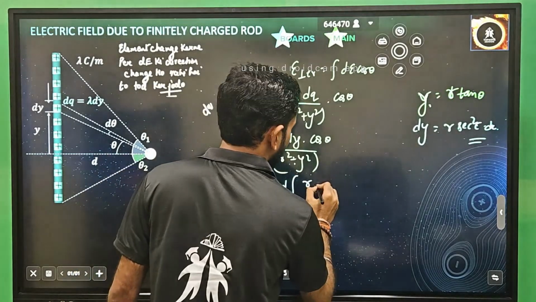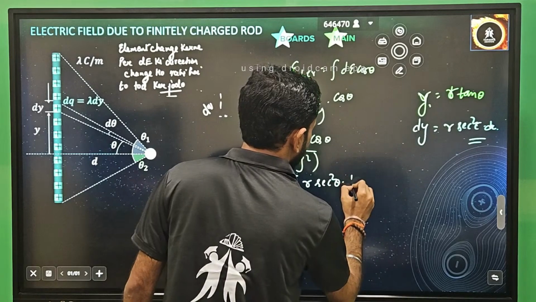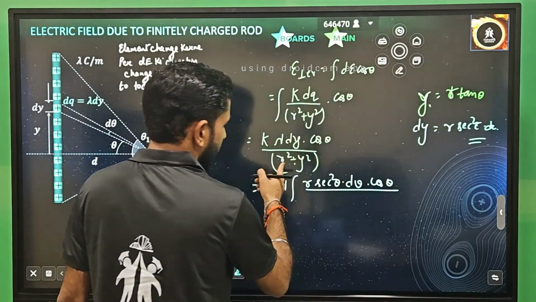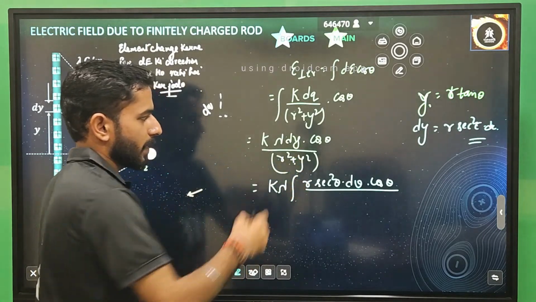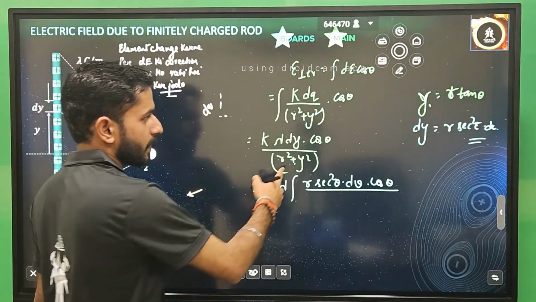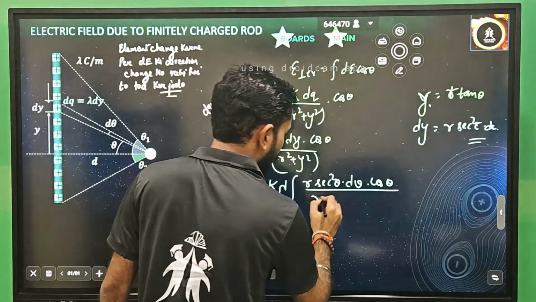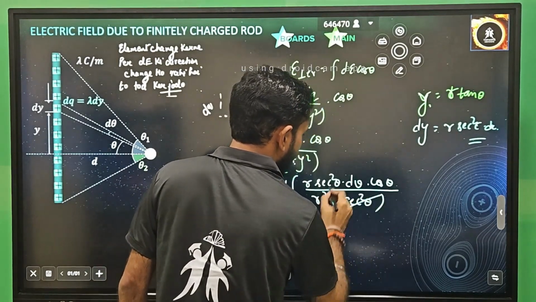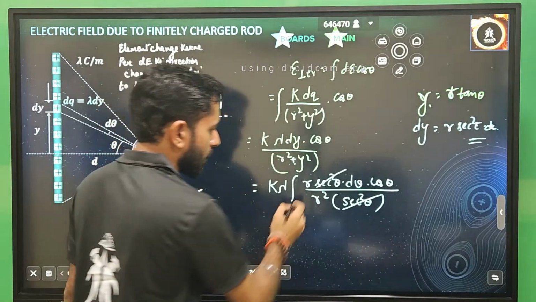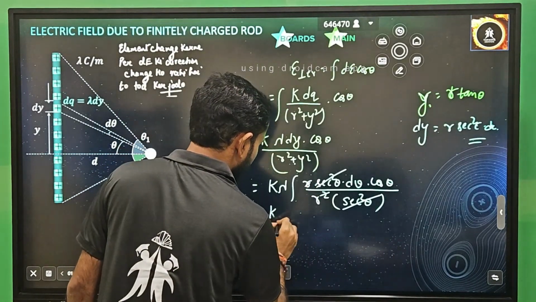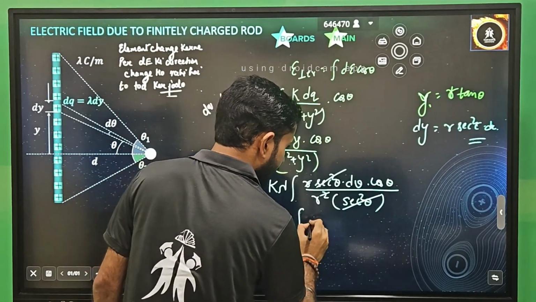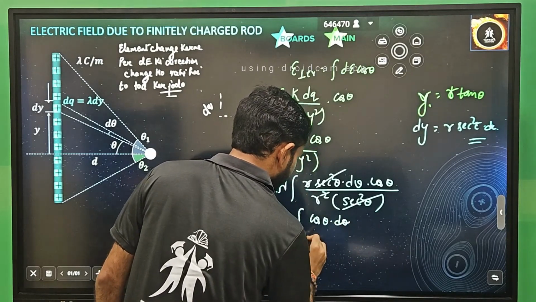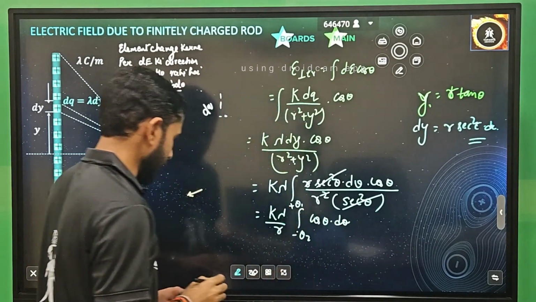dy can be written as r sec square theta d theta into cos of theta divided by, here again I will say the same thing, r square plus y square, and here y will be represented as r square tan square theta. Take r square common, what will be left? 1 plus tan square theta, that can be written as sec square theta. Can you say sec square theta? Sec square theta will simply get cancelled. This r and r square will also get cancelled. What will be left? K lambda by r. Integration will be left for cos of theta into d theta. Limits will again be minus theta 2 to plus theta 1, correct?